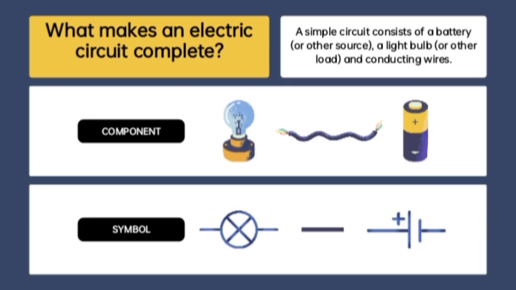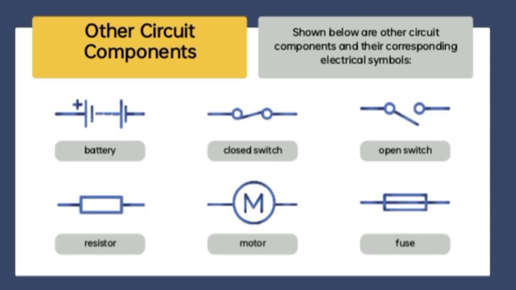So what makes an electric circuit complete? A simple circuit consists of a battery or other source, a light bulb or other load, and conducting wires. Shown below are other circuit components and their corresponding electrical symbols. So we have battery, closed switch, open switch, resistor, motor, and fuse.